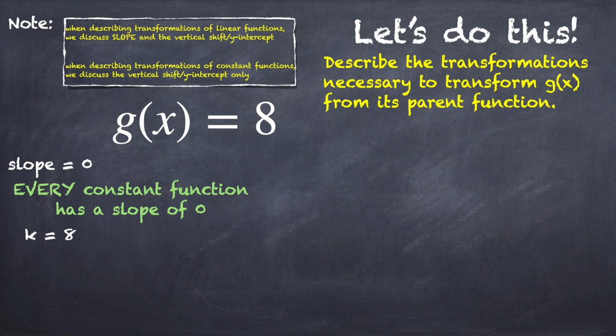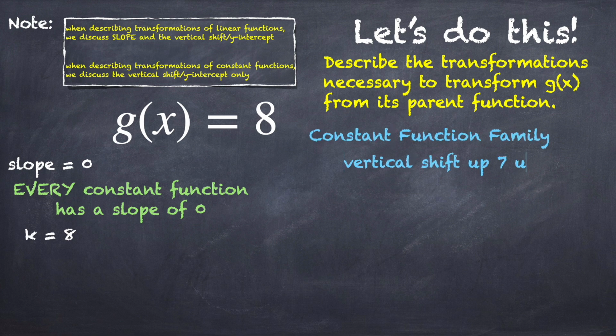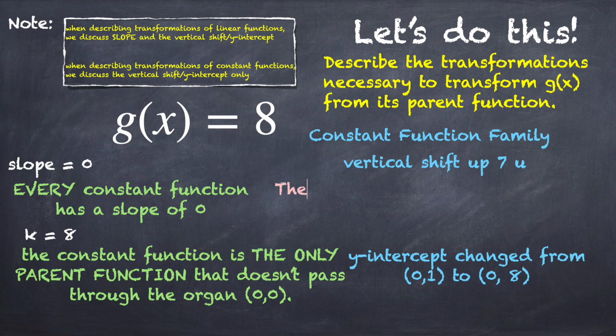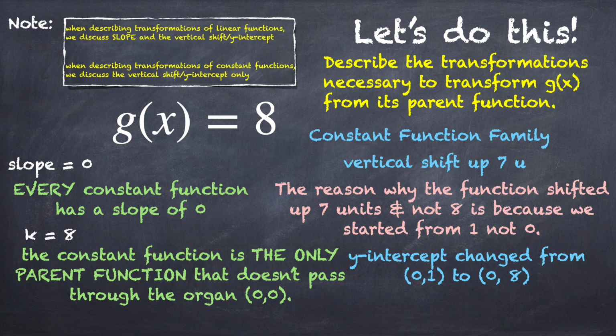So from my parent function, f of x equals 1, to my new one, g of x equals 8, well, I only went up 7 units. I do need to say, okay, it's my constant family. I had a vertical shift up 7 units, okay? My y-intercept changed from 0, 1 to 0, 8. And again, the reason why the function shifted up 7 units and not 8 units is because we started from 1, not from 0.